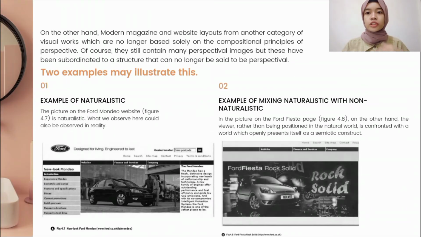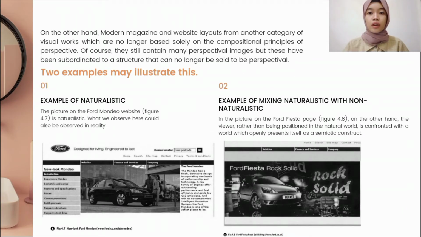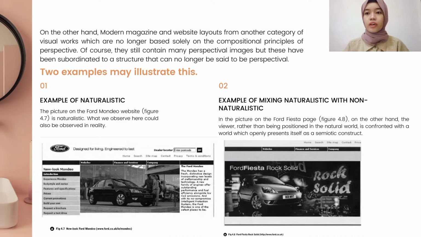On the other hand, modern magazines and websites lay out another category of visual works, which are no longer based solely on the compositional principle of perspective. Of course, they still contain many perspectival images, but these have been subordinated to a structure that can no longer be said to be perspectival. Two examples may illustrate this.